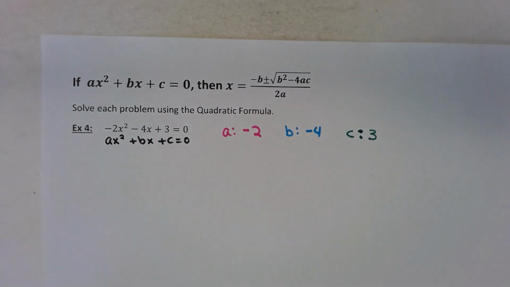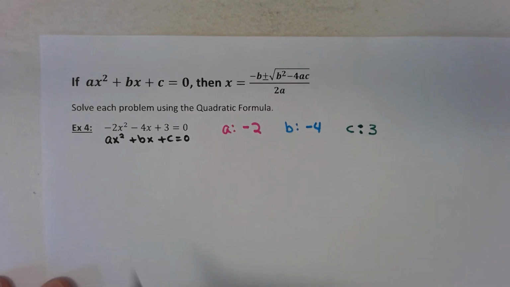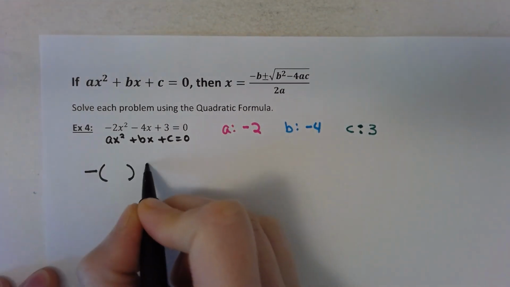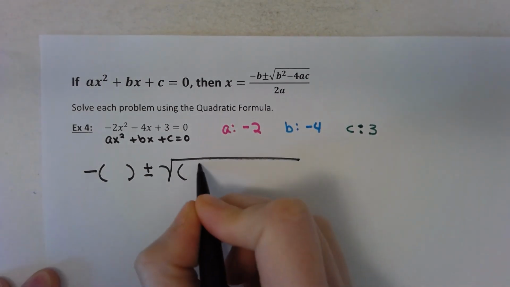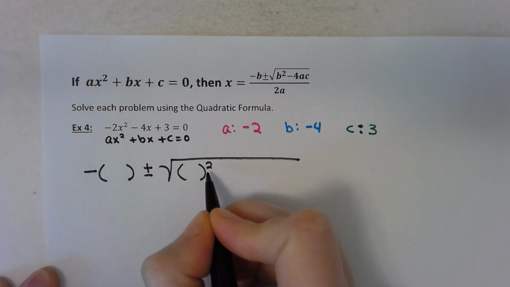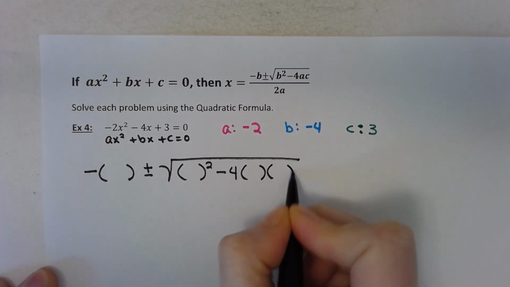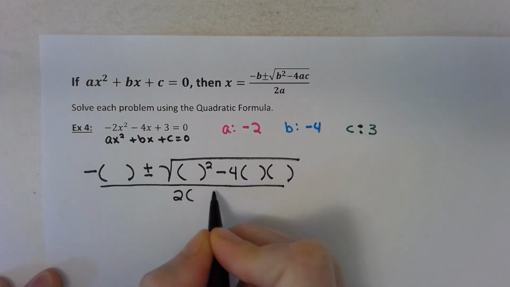And anytime that I am using the quadratic formula, all I'm going to do is replace all of these letters with a set of parentheses. So it goes -b plus or minus the square root of b squared. Make sure that's on the outside of your parentheses. Minus 4 times my a value and times my c value. This whole thing divided by 2 times a.